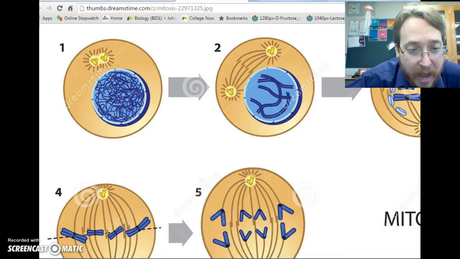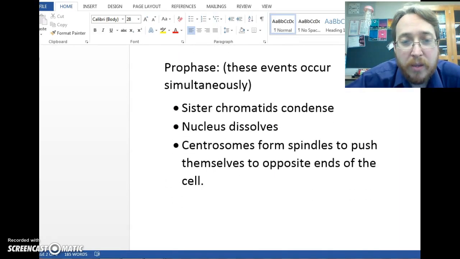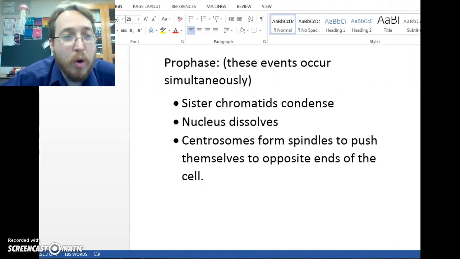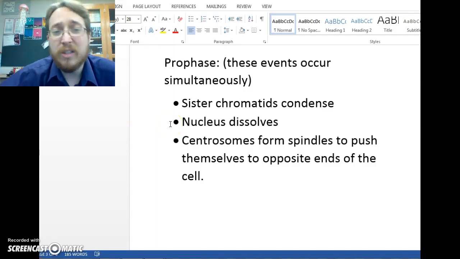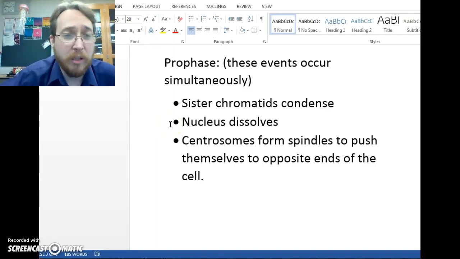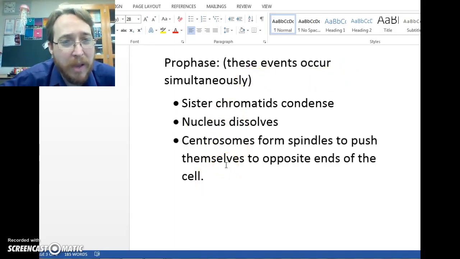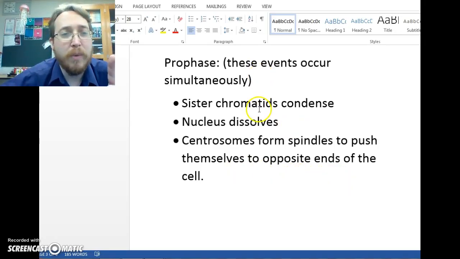Let's go to the next phase, which is going to be prophase, which kind of makes sense because like prologue, it's a prefix, it means early. So this is actually the first phase of true mitosis. We're getting into our cell division right now. Now, these events don't occur step by step. They kind of all happen at the same time. Some may start before the other, but they're all kind of going on during prophase. First, the sister chromatids condense.